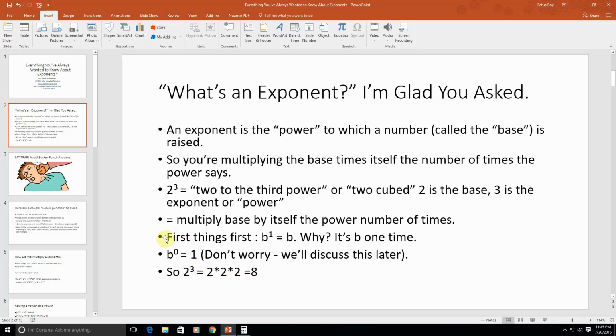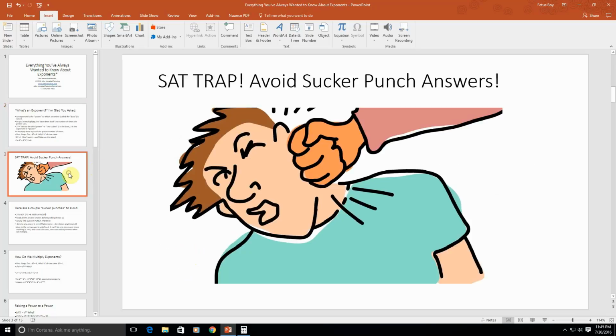Sorry, this is a little out of order, but first things first, b to the 1 equals b. Why? Because it's b one time. And b to the 0 is equal to 1. Anything to the 0 power is equal to 1. Don't worry, we'll discuss that in a few minutes.